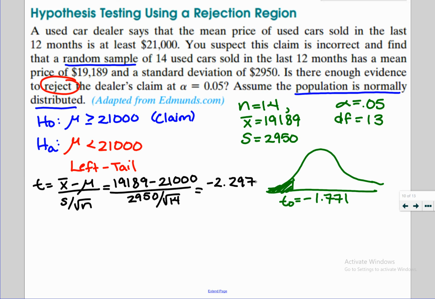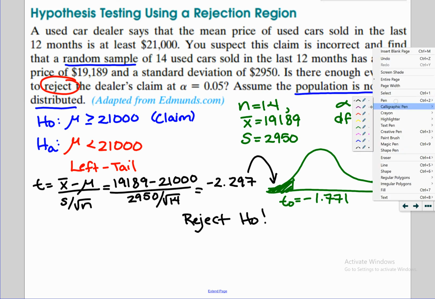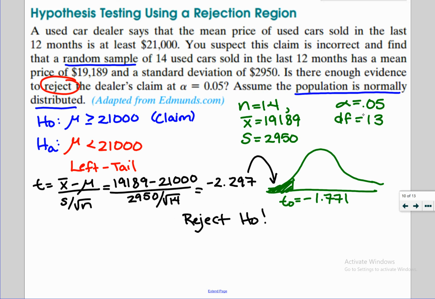Is our test statistic, our t-value, in the rejection region, in the shaded area? Yes, it is less than the negative 1.771. So if we're in the rejection region, what decision do we make? Reject. What are we rejecting? Which hypothesis? The null hypothesis is always what we are rejecting or not rejecting. Okay. Then we summarize. We say there either is or is not. Which one?